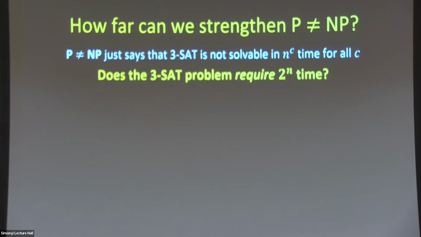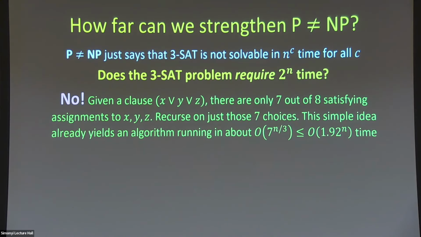But does the 3-SAT problem require 2 to the n time? We know there's an exhaustive search algorithm. Well, to start off, no. There's a very easy way to see that it doesn't require 2 to the n steps. Given any clause on 3 variables, say x or y or z, there are only 7 out of the 8 possible satisfying assignments. If I set them all to false, that's no good. So I could just try the 7 possible choices which are satisfying, plug them in, and now I have a formula with 3 fewer variables, and I can recurse.